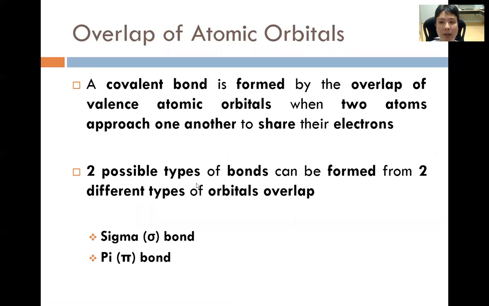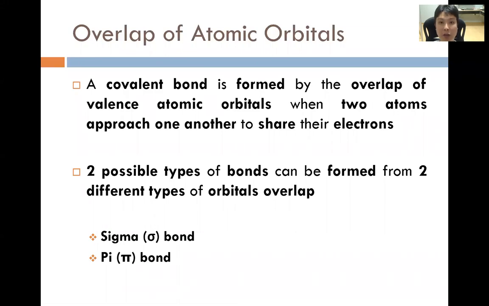So previously we mentioned that a covalent bond is formed due to the sharing of electrons. However, how can atoms come to share their electrons? The way they do so is to form covalent bonds, which are formed by the overlap of valence atomic orbitals, where two atoms approach one another to share their electrons. Basically, one atom uses one of its orbitals to overlap with the orbital of another atom to share a common space, and in that common space, they put their electrons to be shared in the overlap of these orbitals.